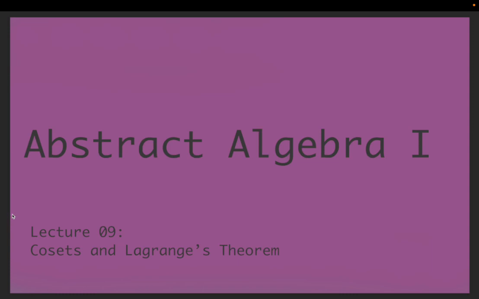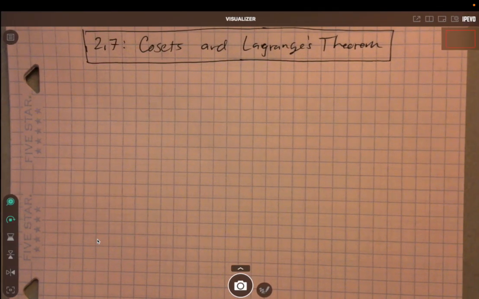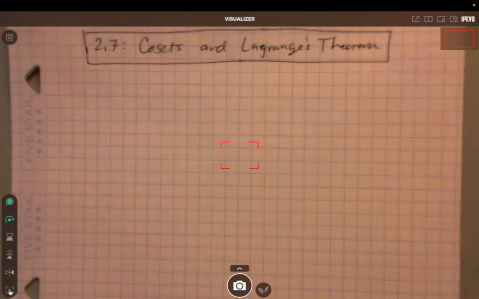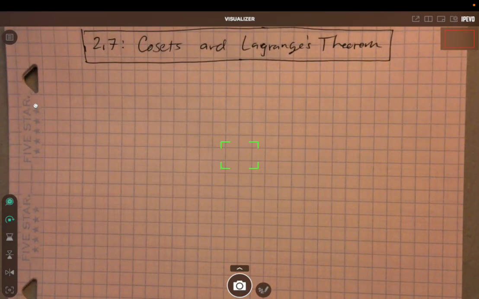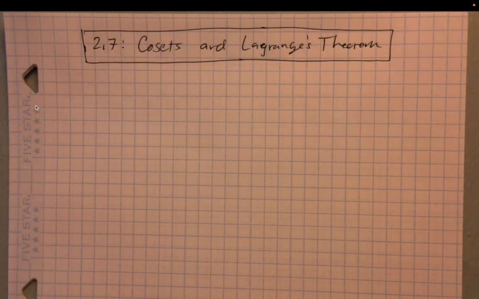In this section, we're going to discuss Lagrange's theorem. It's one of the biggest theorems in group theory, and the proof of Lagrange's theorem is going to come very quickly via the concept of cosets, so we're going to discuss cosets as well. Let's go ahead and jump into it. We'll call this section 2.7, cosets and Lagrange's theorem.